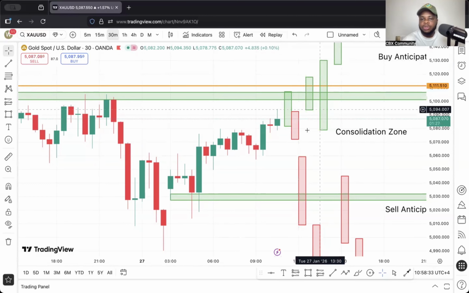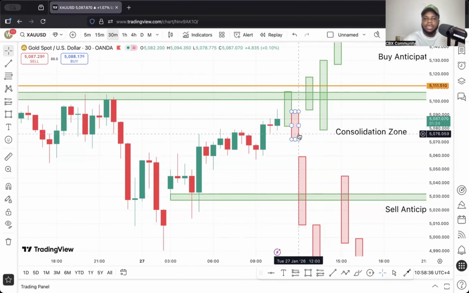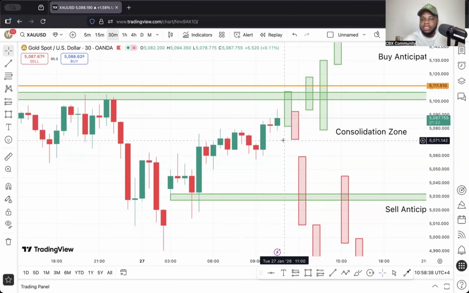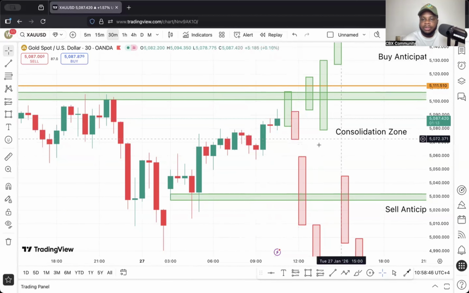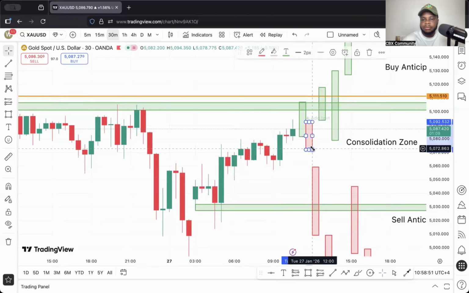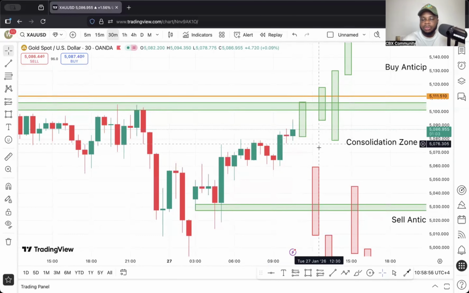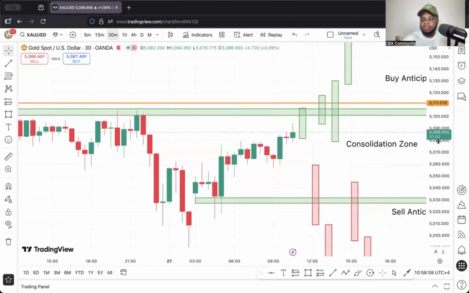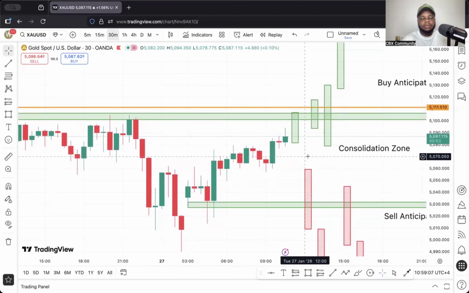So it's very important for us to know what we're anticipating the market to give us. So for now, we don't need to do anything, since we're anticipating for the next candle to respect the high of this bullish candle and close with a bearish candle back in this consolidation zone. So let's wait. Let's see how this candle will close.